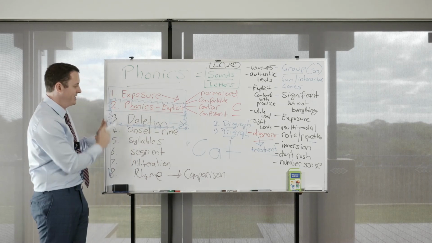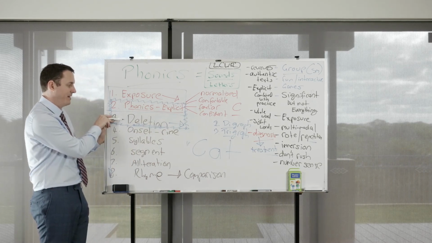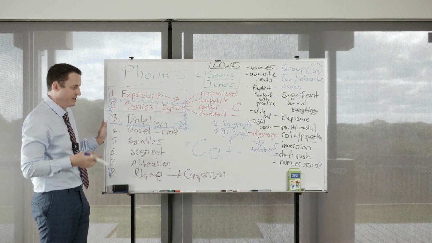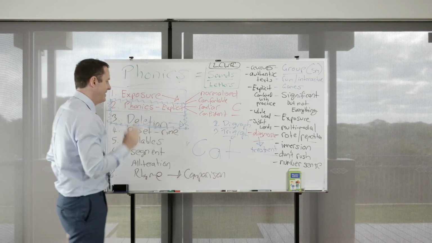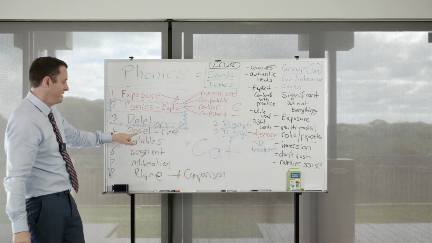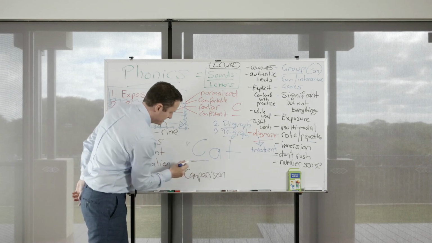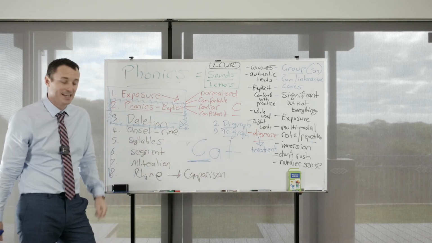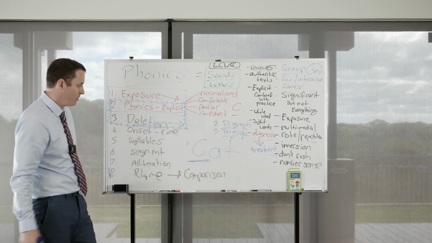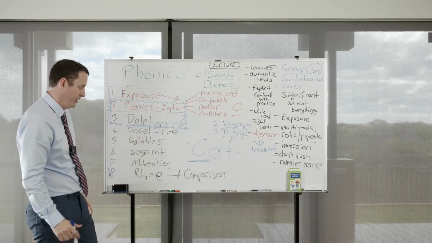So the next thing we'll test for and see where they're at, as far as if they're at this third sort of stage, which is deletion. So can they swap things in and out? And the next level is what is called onset and rhyme. Now, onset basically is this bit here. So it's just the first letter in a particular word, or the first sound in a particular word.